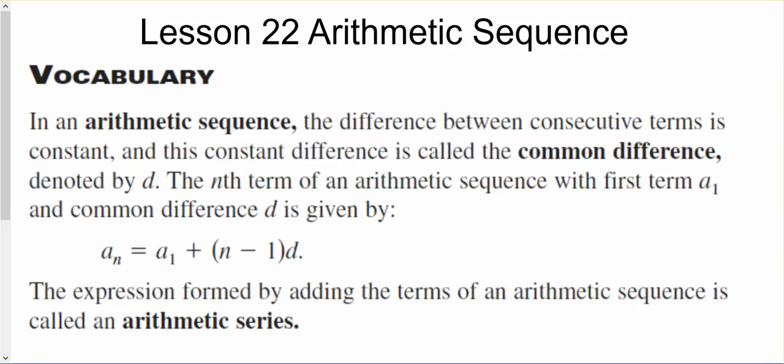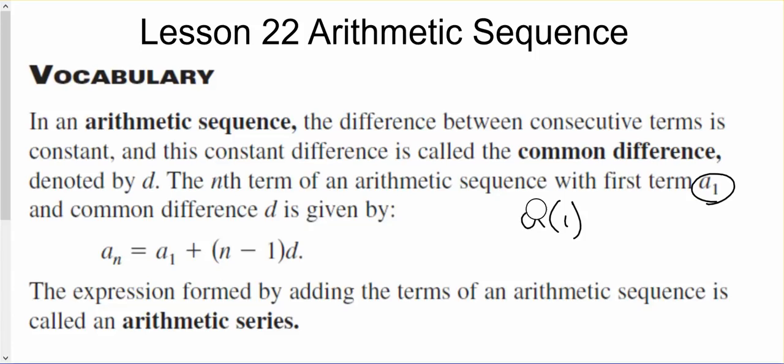Today is Lesson 22, Arithmetic Sequences. In an arithmetic sequence, the difference between consecutive terms is constant, and this constant difference is called the common difference, denoted by the letter d. The nth term of an arithmetic sequence with first term a sub 1, you could also see it as a of 1, and common difference d is given by a sub n equals a sub 1 plus the quantity n minus 1 times d. The expression formed by adding the terms of an arithmetic sequence is called an arithmetic series, and we'll get to that later on in the year.